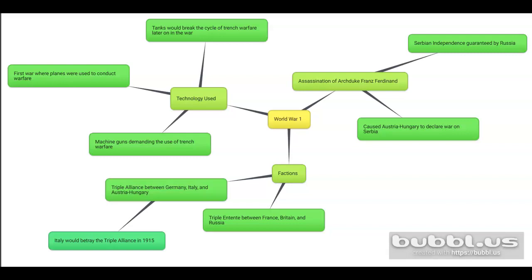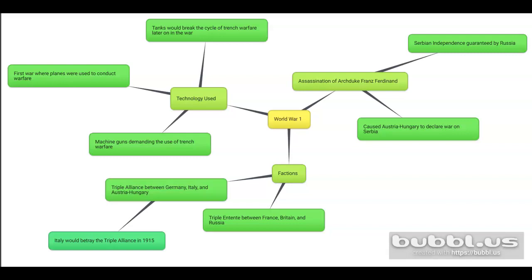How that worked is France and Britain had an alliance, and France and Russia had an alliance. So Britain and Russia weren't affiliated with each other whatsoever, but they still fought together because they were both allies with France.